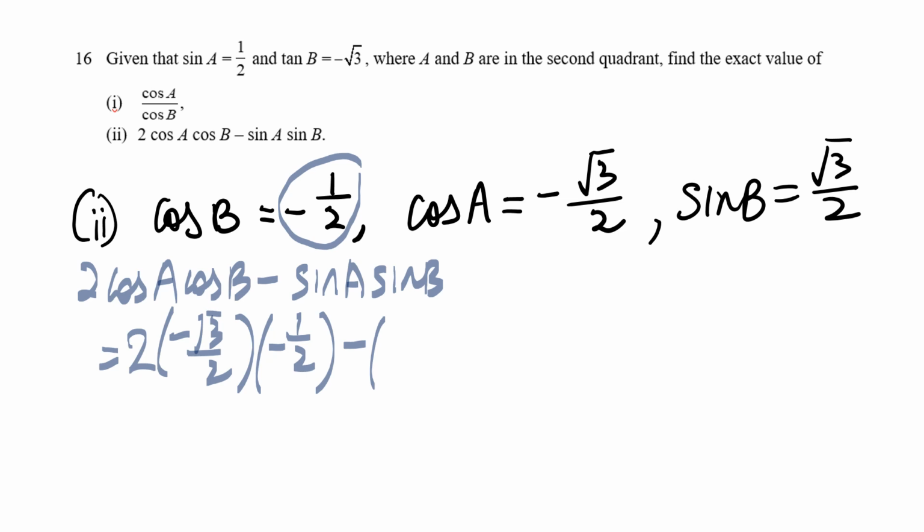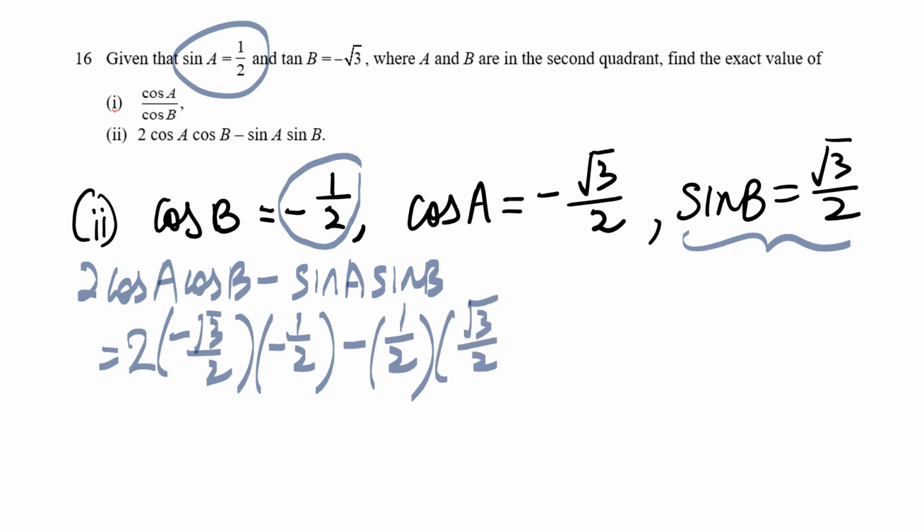Sine a will be half, given in the question. Sine b, from the diagram, we should be able to find the value, which is square root 3 over 2. Okay, so let's multiply them together. Right, 2 is 2 over 1. So multiply numerators. Negative times negative is positive. So that gives us 2 square root 3 times 1, which is just 2 square root 3. Multiply the denominators, that gives us 1 times 2 times 2, that gives us 4.